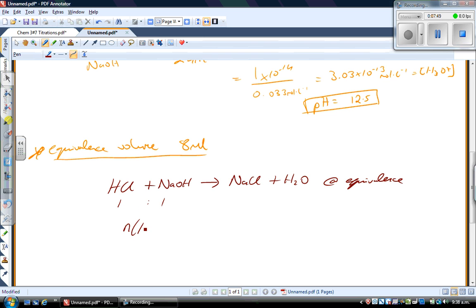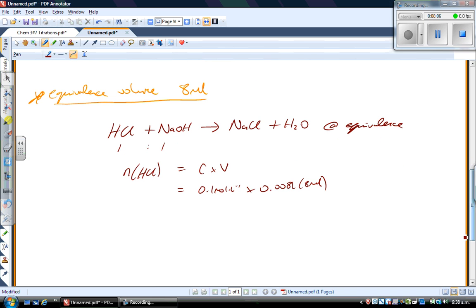So the moles of HCl can be calculated by taking the concentration and multiplying it by the volume, which was in the beaker. So that was 0.1 moles per liter for the HCl multiplied by 0.008 liters, which is 8 mils. That was what was in the beaker to start with. That will give you an amount in moles of 8 by 10 to the minus 4 moles of HCl, which is also equal to the moles of sodium hydroxide that need to be added for neutralization. So the moles of sodium hydroxide will also be 8 by 10 to the minus 4 moles.